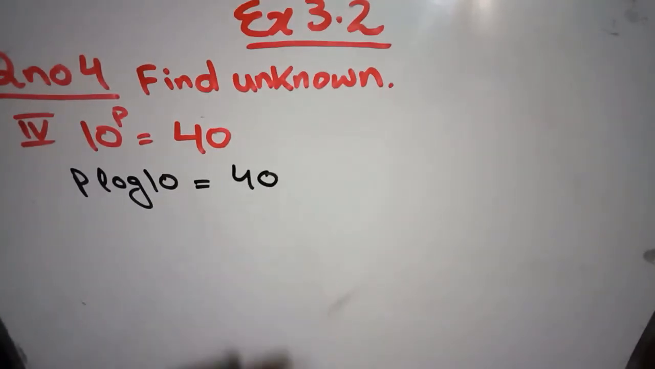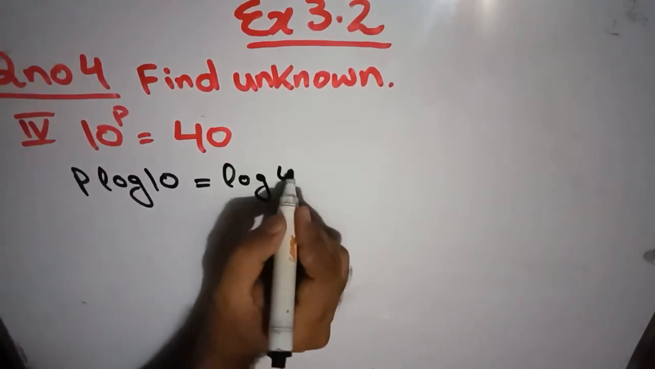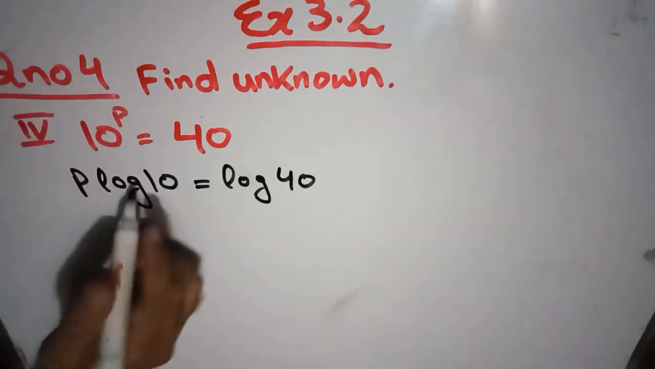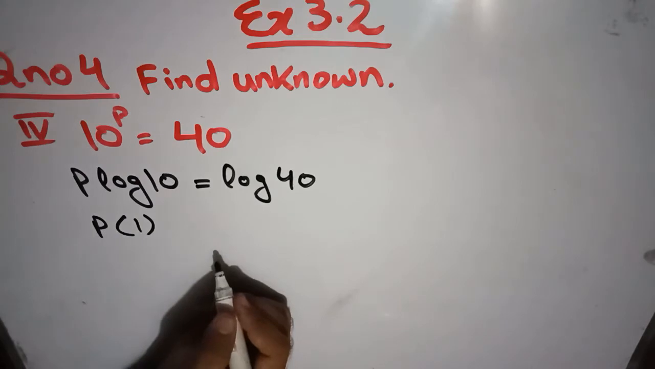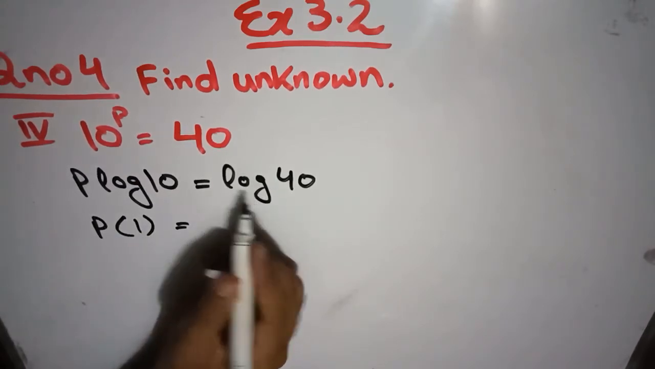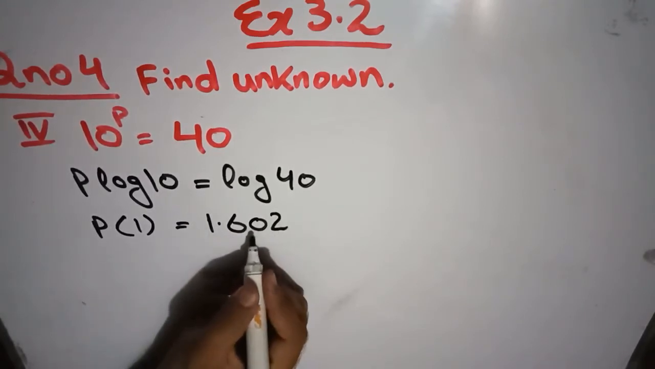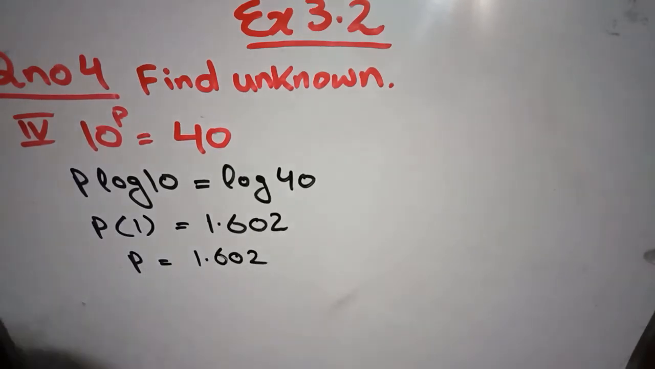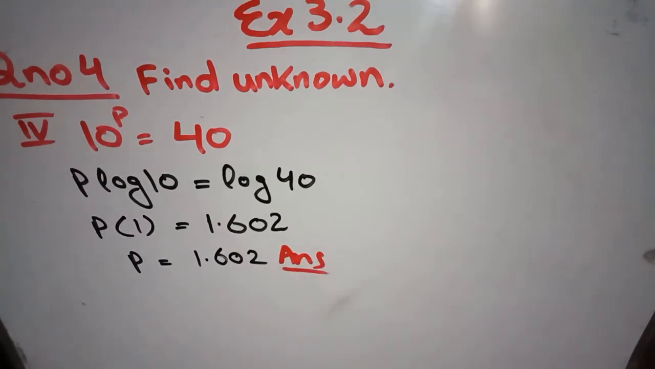It goes to the front when you use the property of the log. So log 40, because you are taking log on both sides to remove it from the power. The value of log 10 that you take from the calculator or the log table will be 1. The value of log 40 from the calculator that I have gotten is 1.602. So p is equal to 1.602. It is the right answer. You can mention it simply.